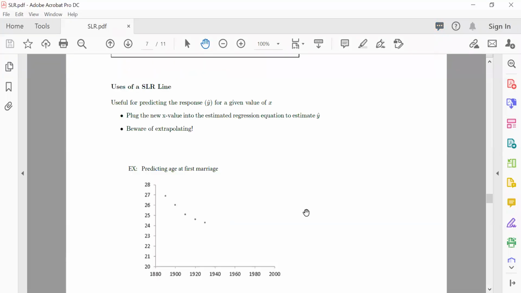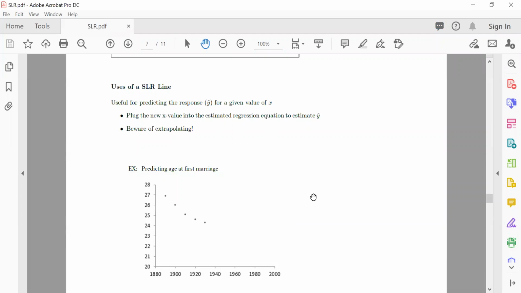Okay, so in our previous videos, we have talked about simple linear regression, how to fit the simple linear regression model, and what the assumptions are that we need in order for the model to be valid. Now let's see how we could use the simple linear regression model that we have fit.